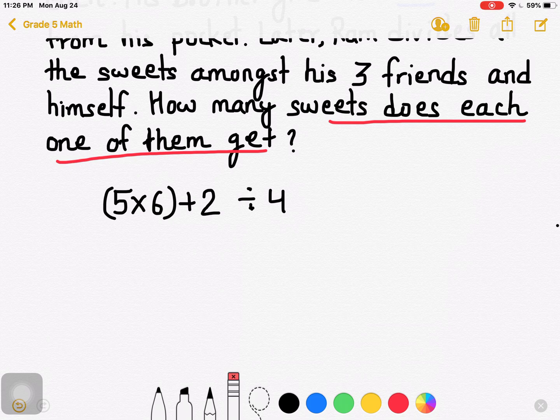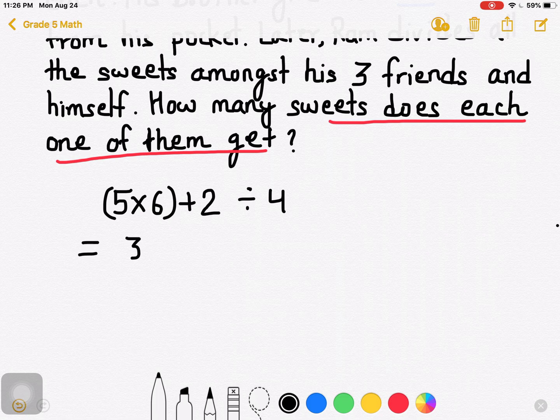Now how many sweets does each one of them get? Means if we divide here, then the answer will be the number of chocolate which each of them will get. Okay, now let us solve this problem.